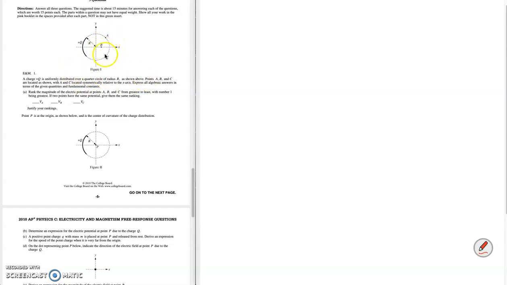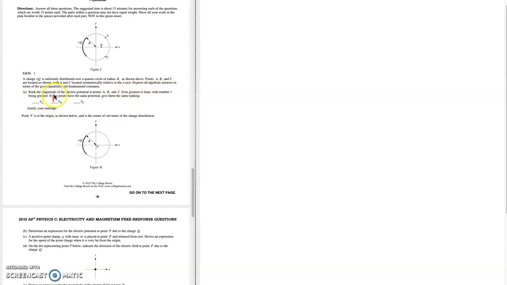And then they give us points A, B, and C. Notice that A and C are on the surface of the circle that would be outlined by this charge if it went all the way around the circle, and B is inside. This means that B is closer to the charge than A and C are equidistant, and they look like they're symmetric top and down also. Ooh, but they want voltages. So since voltages, we don't need to worry about vectors. Rank the magnitude of the electric potentials A, B, C from greatest to least, with number 1 being the greatest.